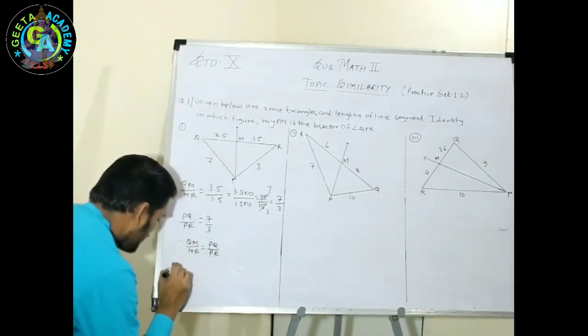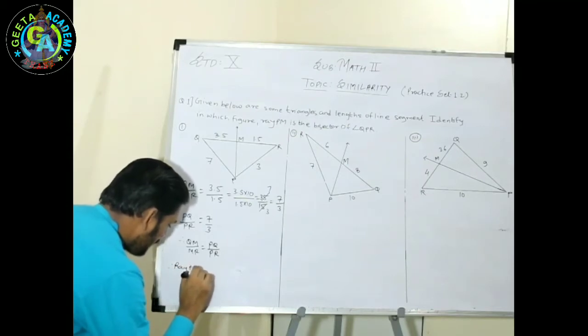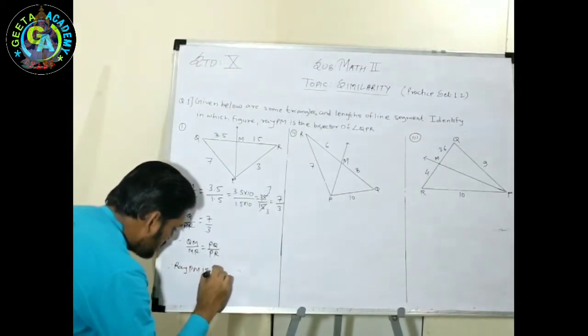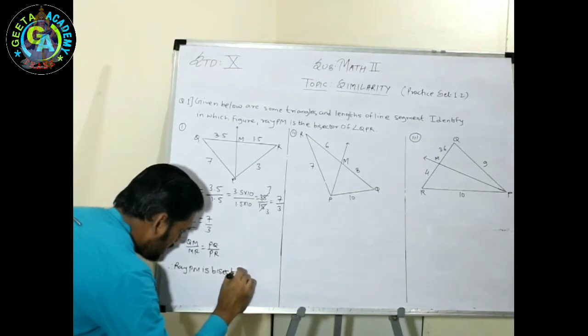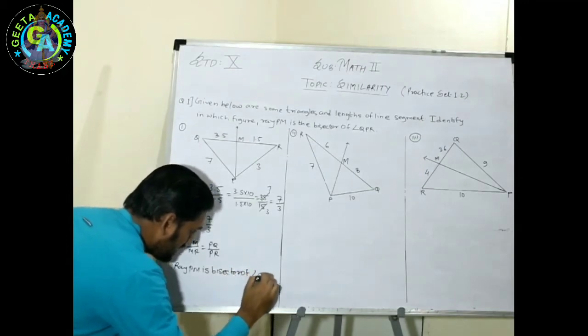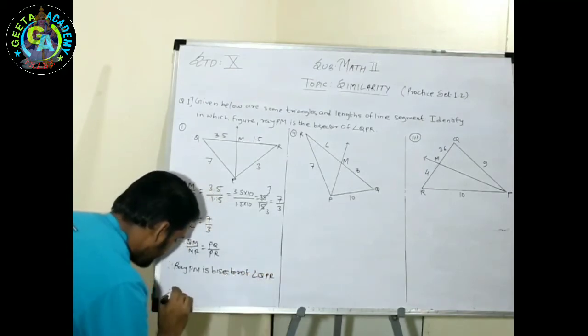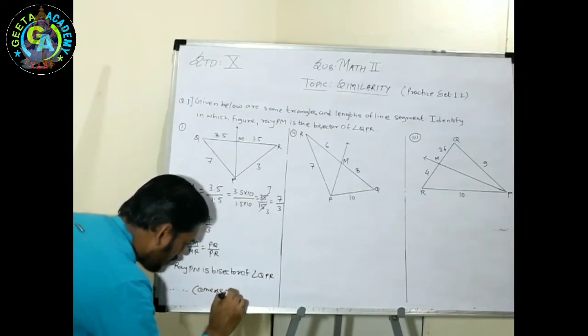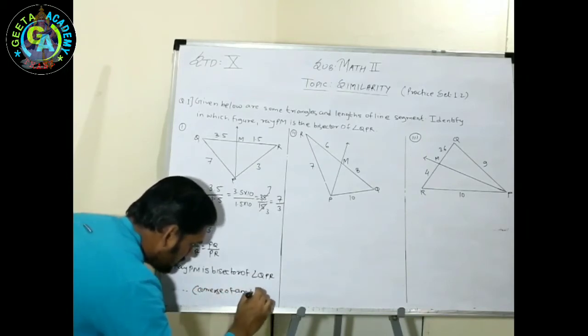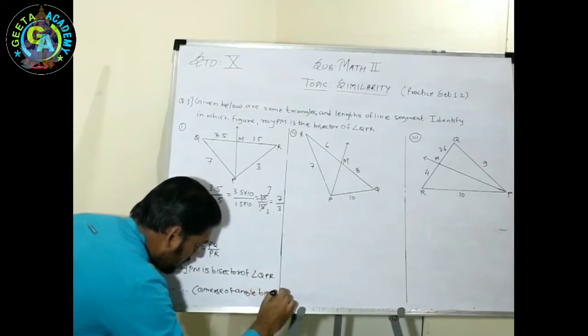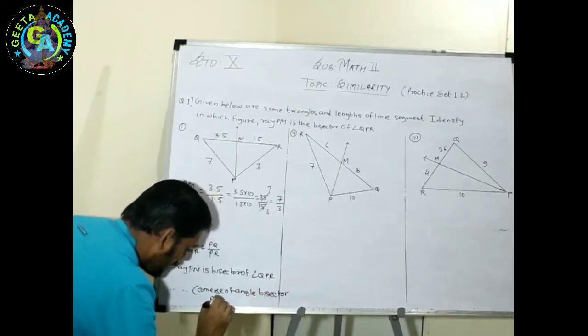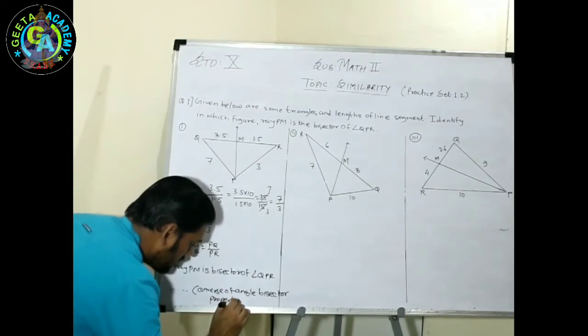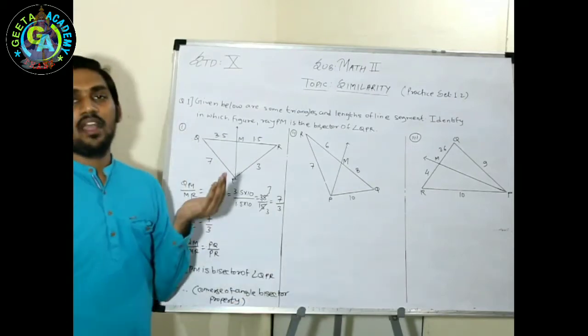So we can write: ray PM is bisector of angle QPR. Reason we will give: converse of angle bisector property. Why converse? Because हम रिवर्स ऑर्डर में आए हैं.